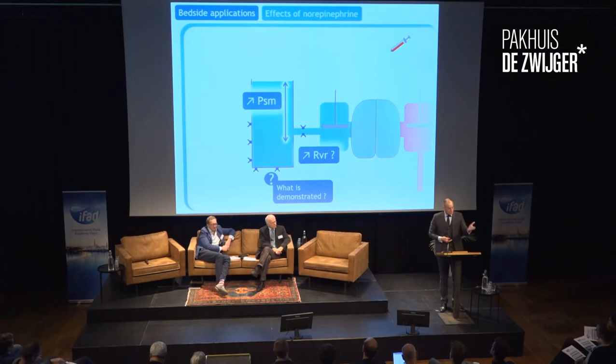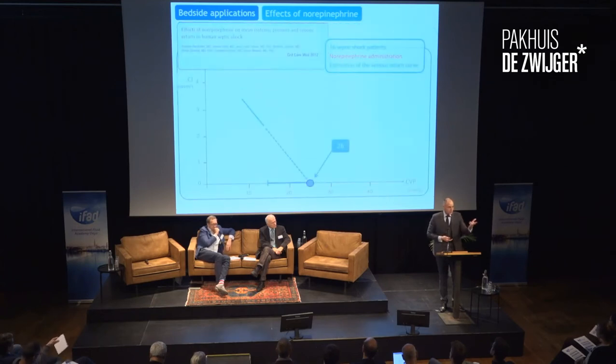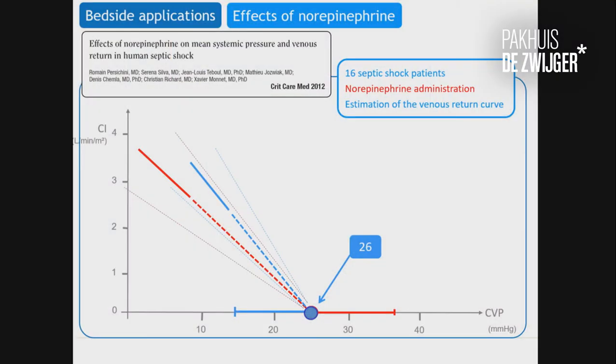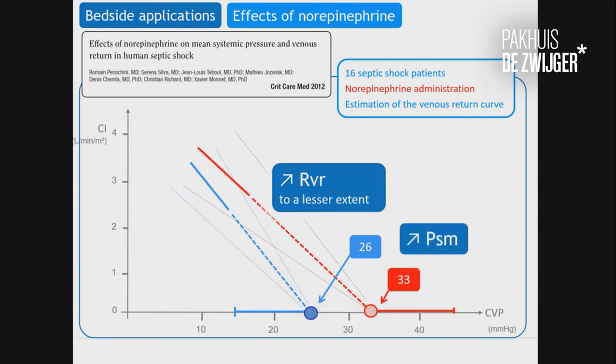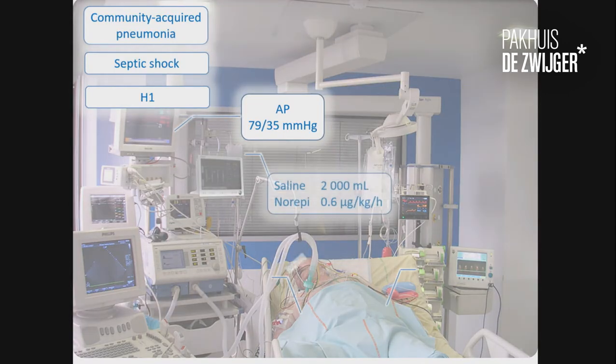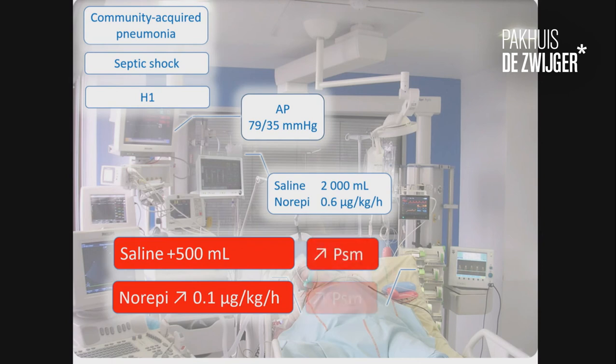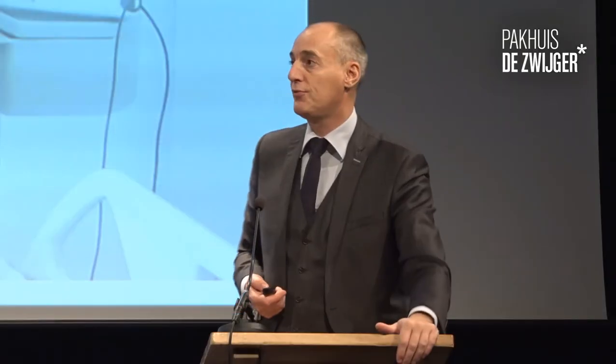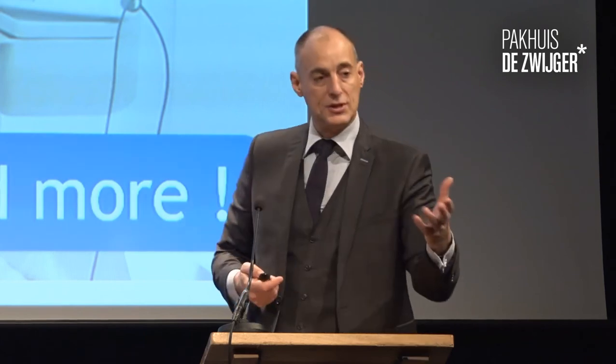And in humans, it's been demonstrated by at least 3 studies today. In this first one we published, we showed that using the same technique, the same method I told you before, we increase the mean systemic pressure when we increase the dose of norepinephrine. And the resistance increases, but to a lesser extent. It means that if I give norepinephrine to my patient, I also increase mean systemic pressure, just as with fluids. This is an additive effect. But that's not all.